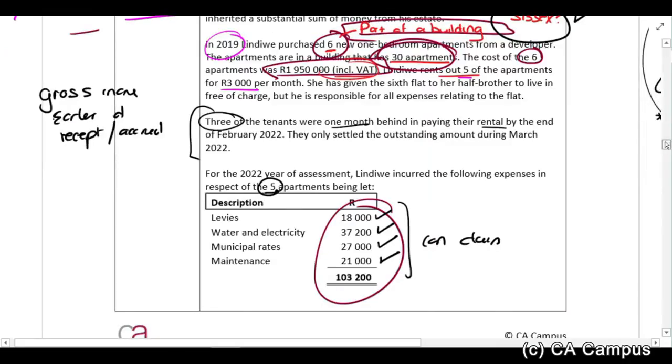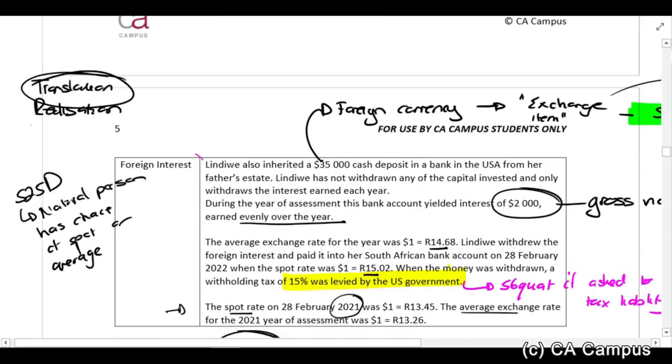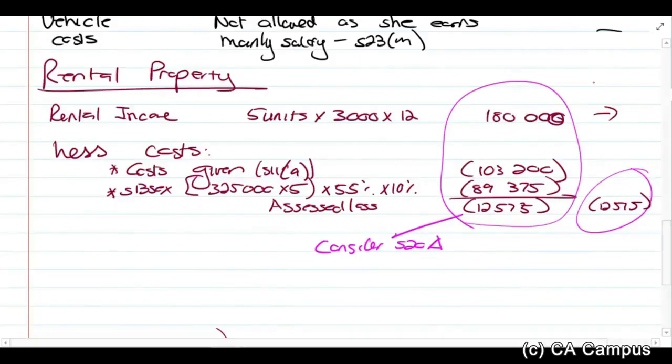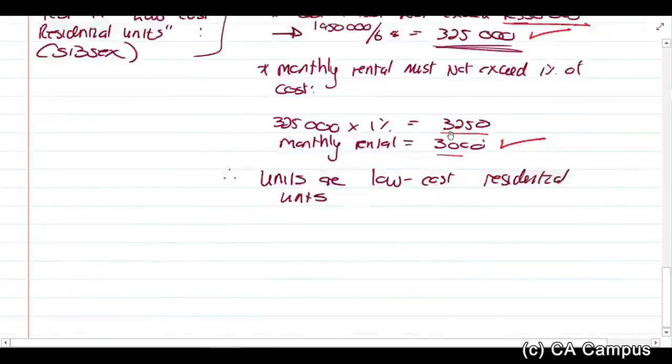Okay, for section 20A to apply. Okay, foreign interest, next up. We're getting there. Okay, so this is a nice, interesting one. I expected a number of you guys to mess some things up here. Let's start with the interest received.